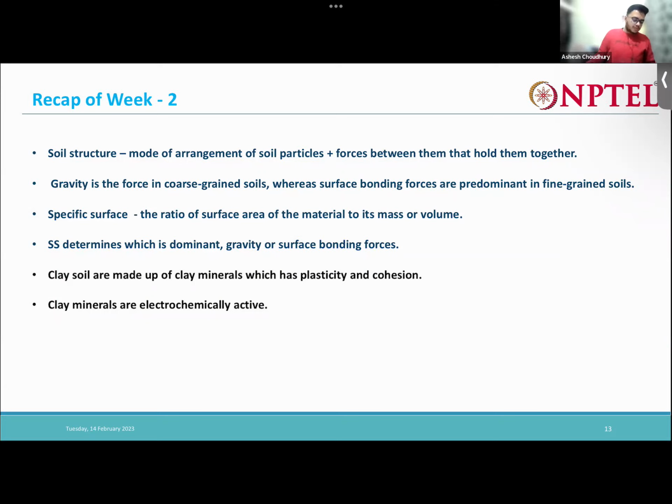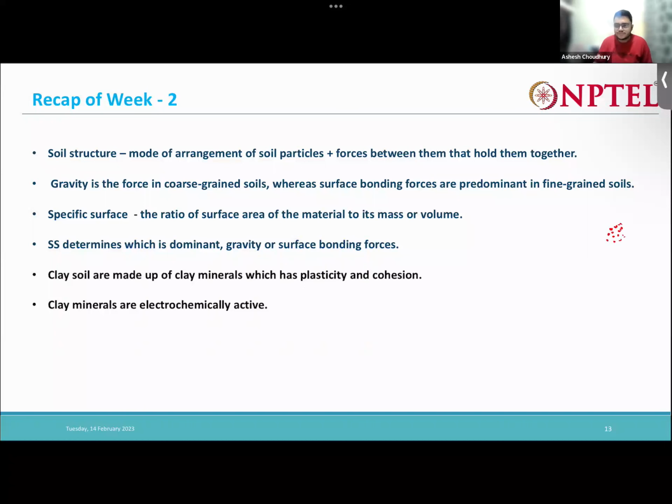Yeah. Now the second part of this discussion is soil structure and clay mineralogy. Okay, so what is soil structure? Soil structure is nothing but the arrangement of soil particles. So soil is formed of particles, right?